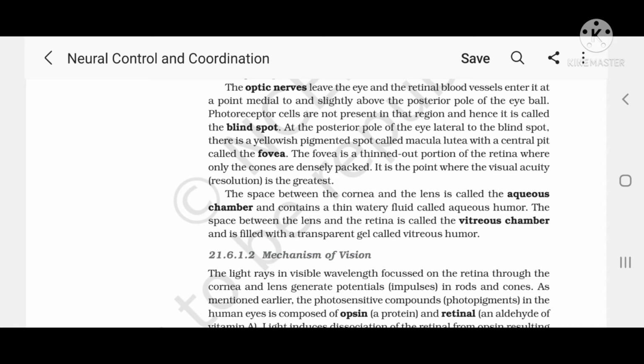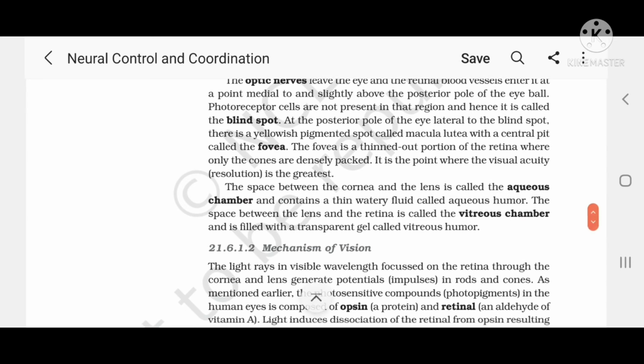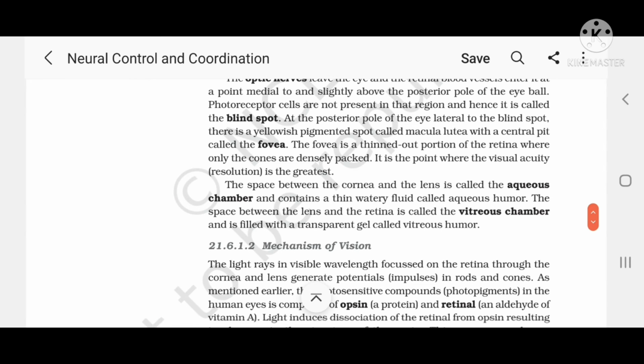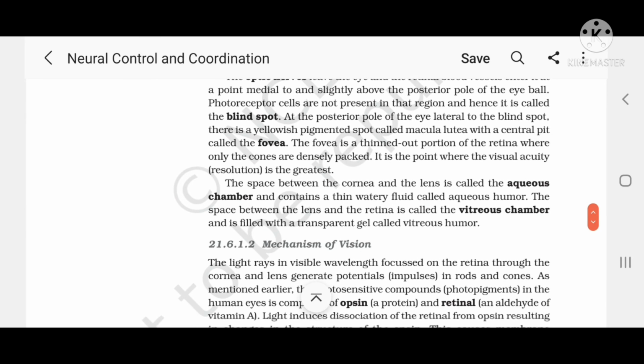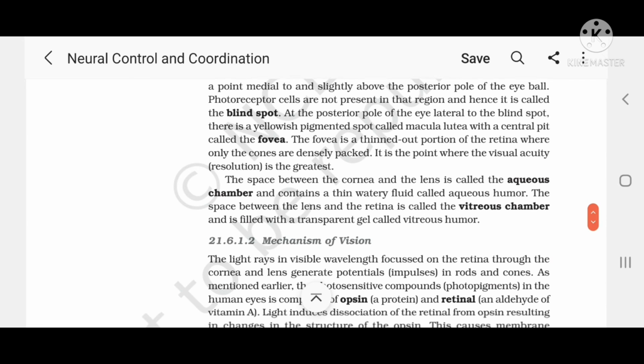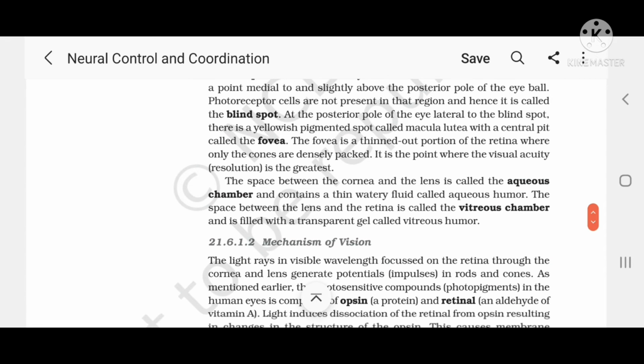The optic nerves leave the eye and the neural blood vessels enter it at a point medial to and slightly above the posterior pole of the eyeball. Photoreceptor cells are not present in that region, and hence it is called the blind spot.